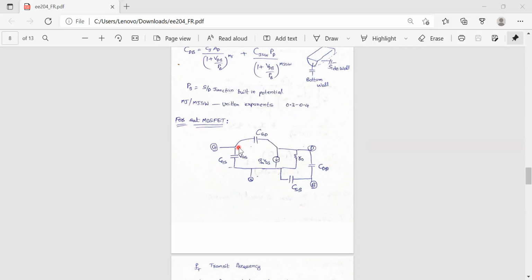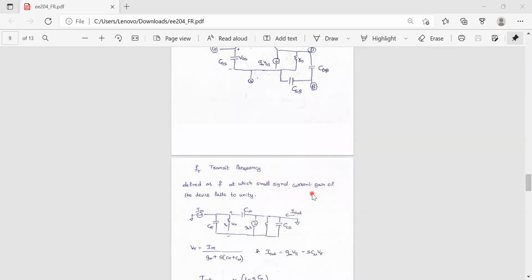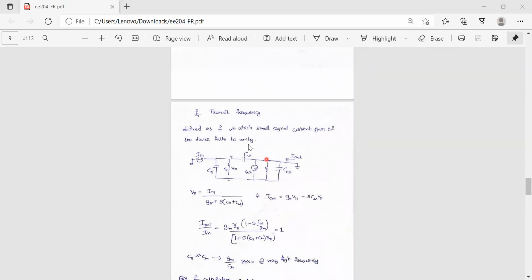For the MOSFET in the saturation region, this is the small signal analysis. In this structure, the only addition is the capacitance between the gate and the source, one capacitance from gate to drain, and two capacitances from source to bulk and drain to bulk. There is a frequency called transition frequency, which is defined as the frequency at which the small signal current gain of the device falls to unity. We equate that to 1.